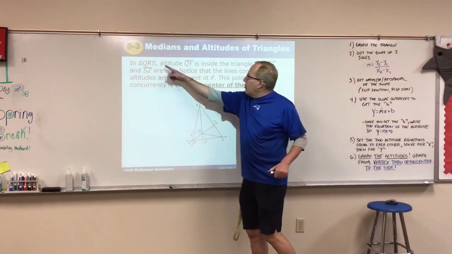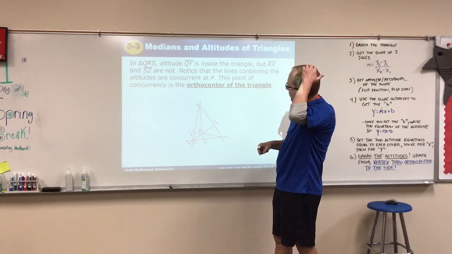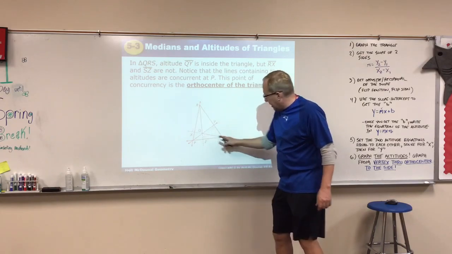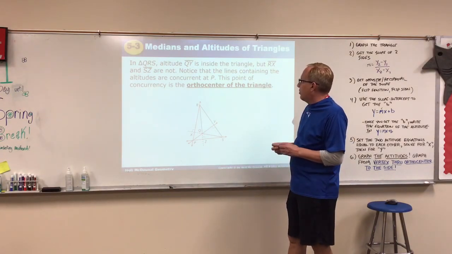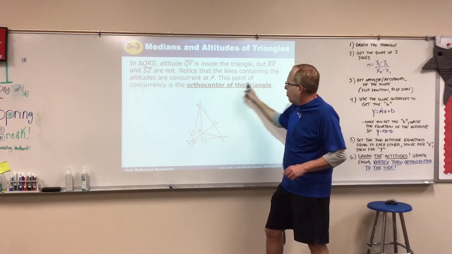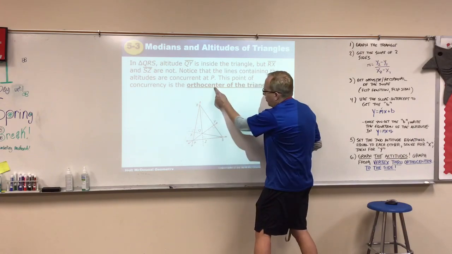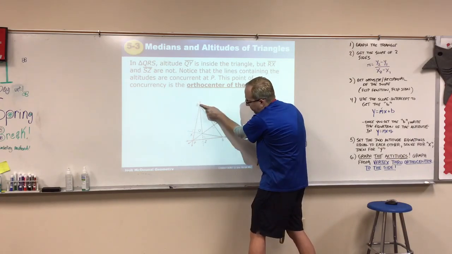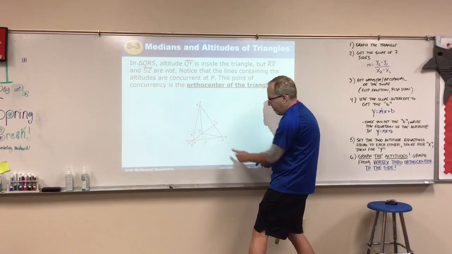All right, so in triangle QRS, altitude QY is inside the triangle, but RX and SZ are not. This is because this is an obtuse triangle. Notice that the lines containing the altitudes are concurrent at point P. This point of concurrency is the orthocenter. So point P here is the orthocenter, which is where this altitude and this altitude intersect.